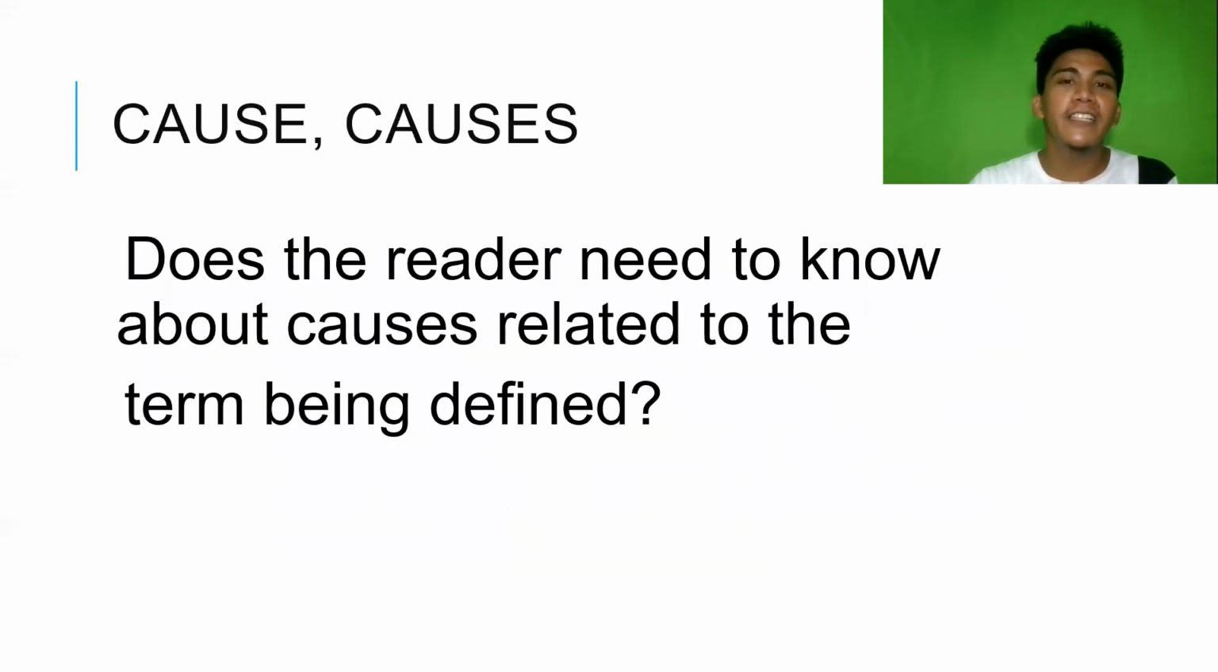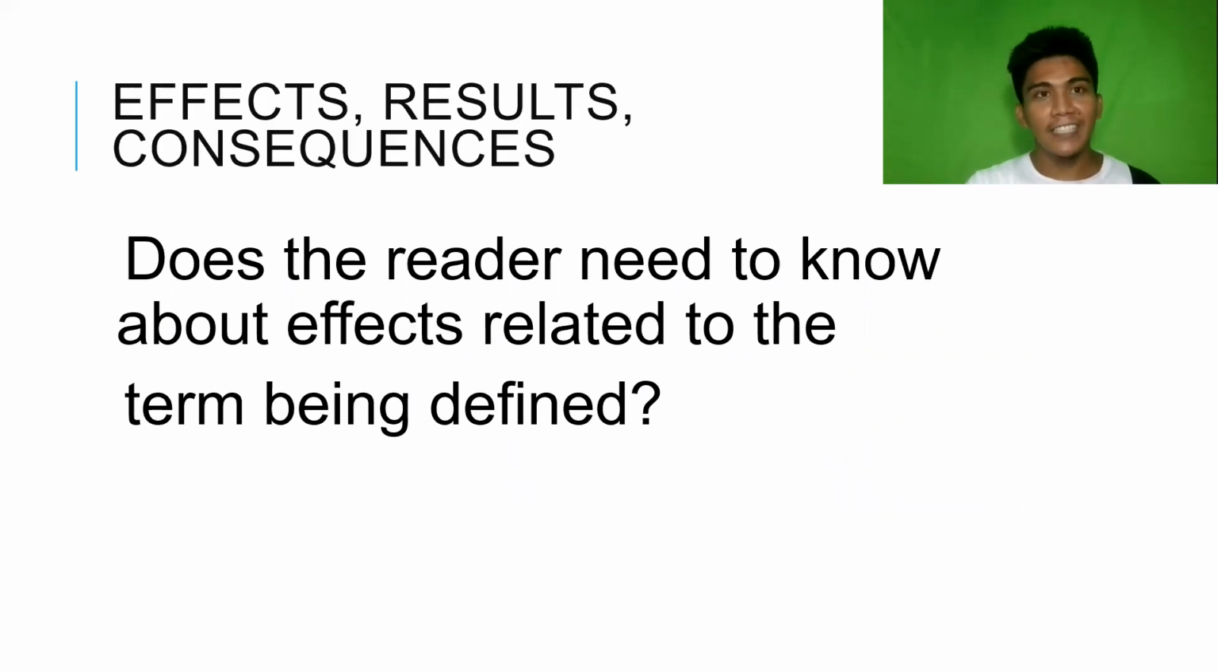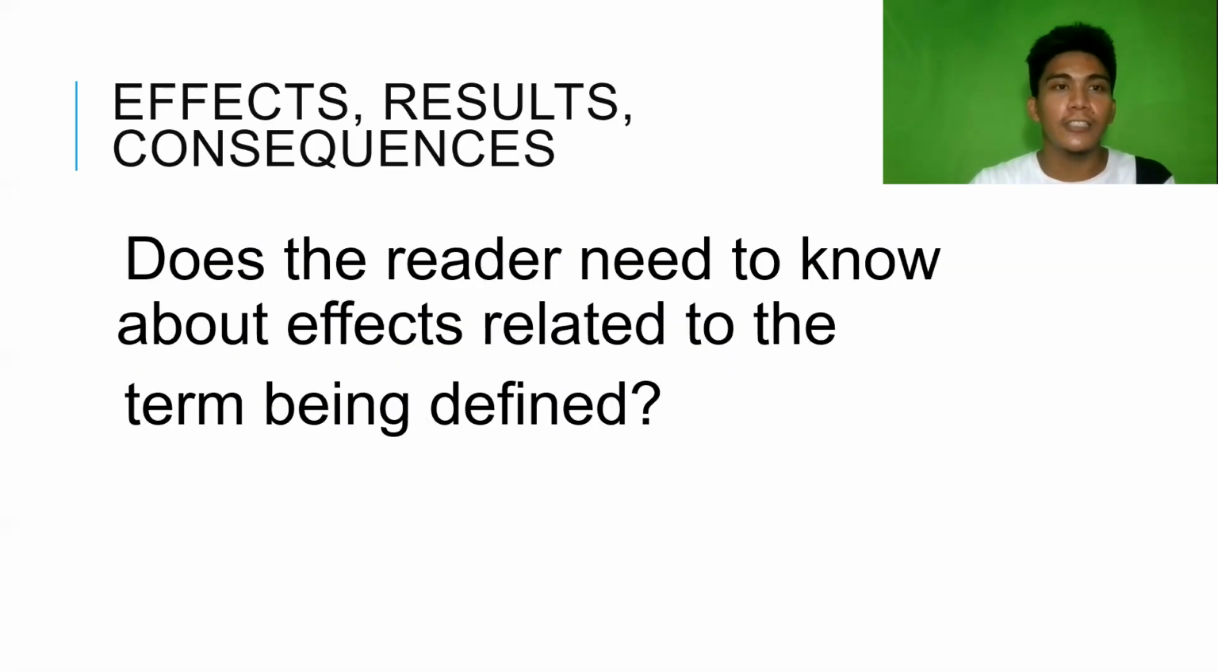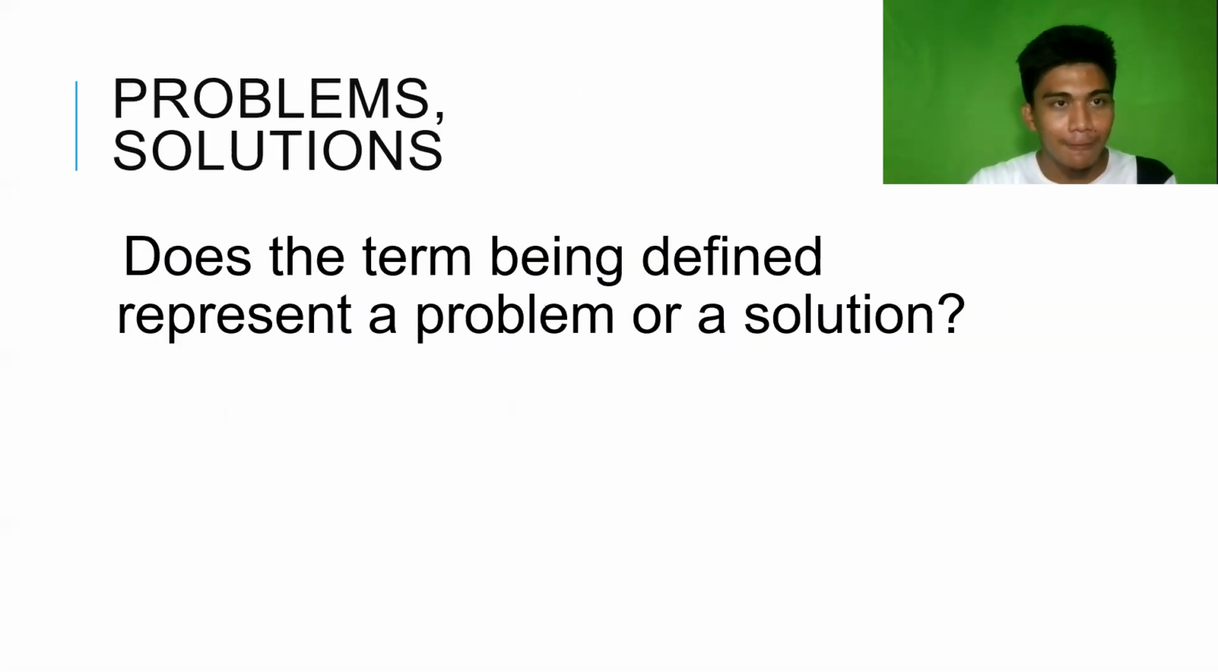Cause and causes. Does the reader need to know about the causes related to the term being defined? Effects, results, and consequences. Does the reader need to know about the effects related to the term being defined? For example, increases in heat, drought, and insect outbreaks are all linked to climate change, and have increased wildfires, declining water supplies, reduced agricultural yields, health impacts in cities due to heat and flooding, and erosion in coastal areas as additional concerns. So those are the effects, results, and consequences of climate change.